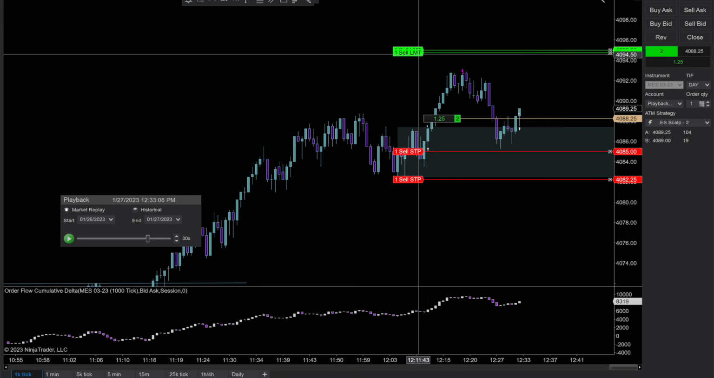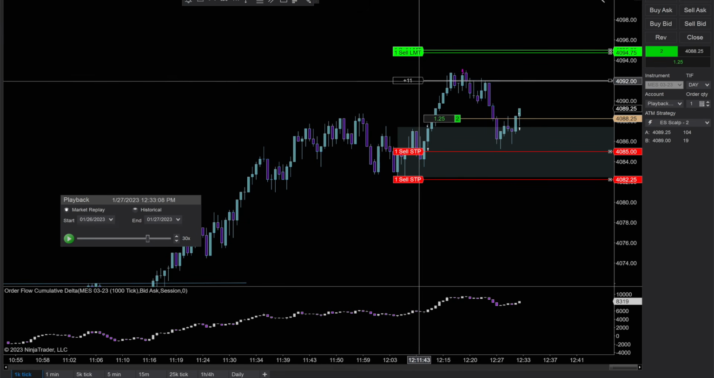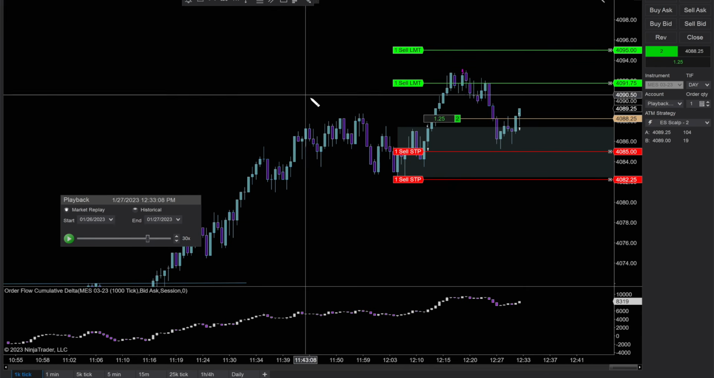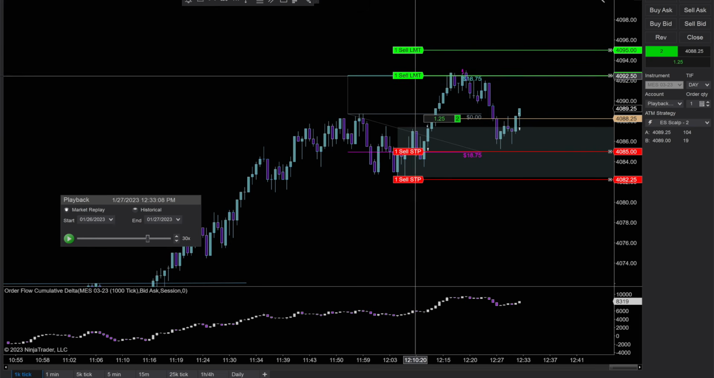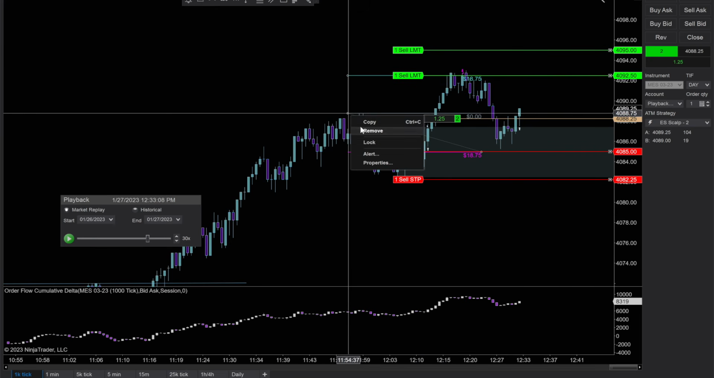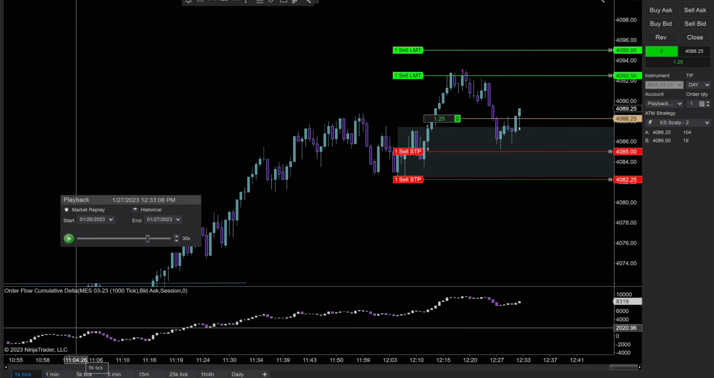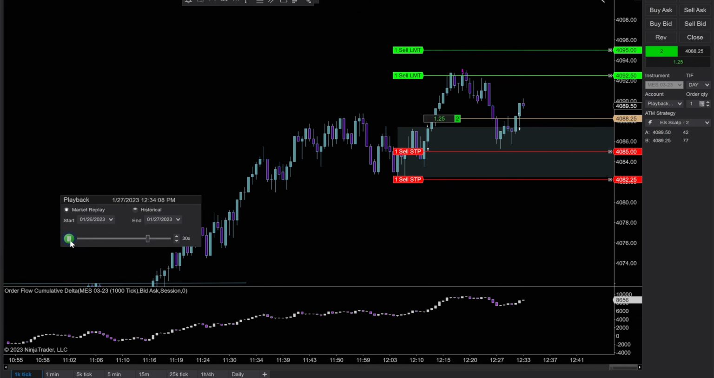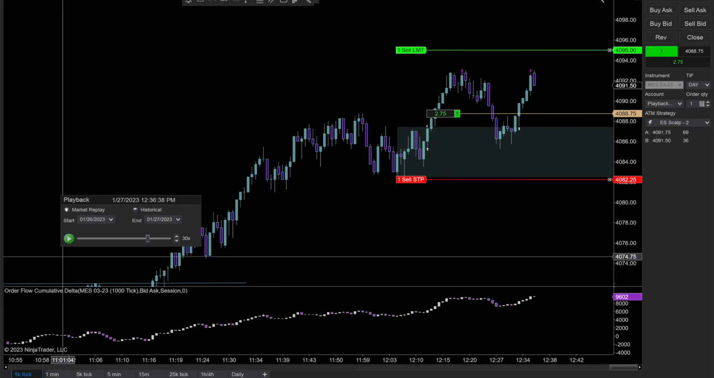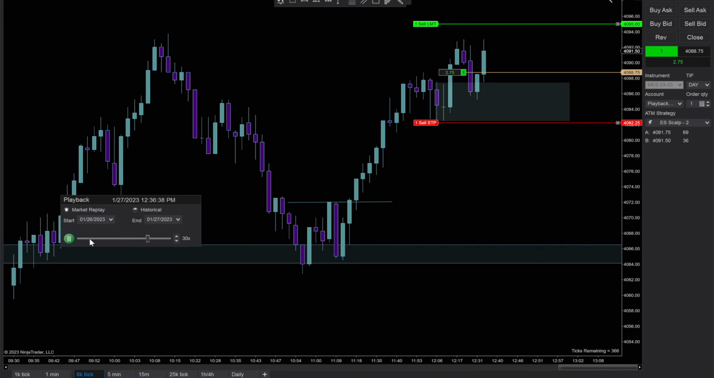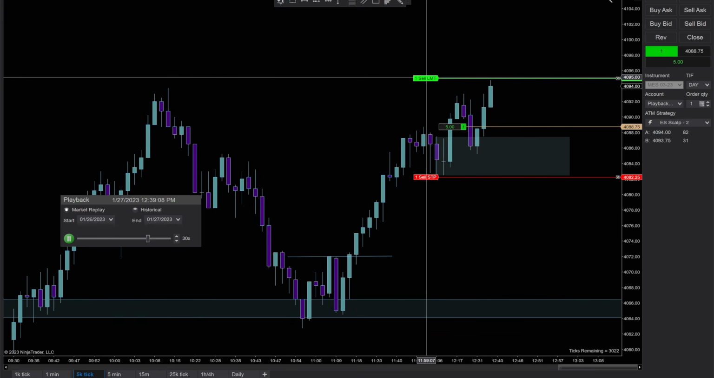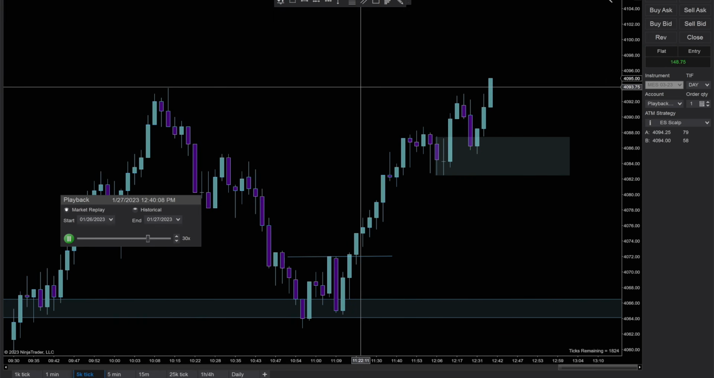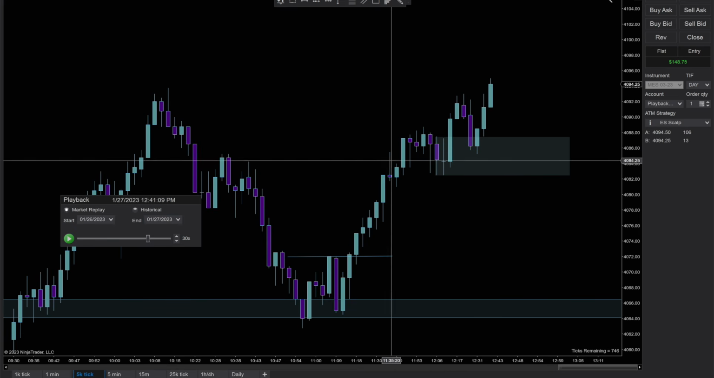And let's adjust the target as well. So again, it's going to be about a 1-to-1. My entry was here, stop there. This is 1-to-1 on that position. There we go. And then we still have our original runner. This is the 5K tick chart set to this high. And there we go. That's the whole position.